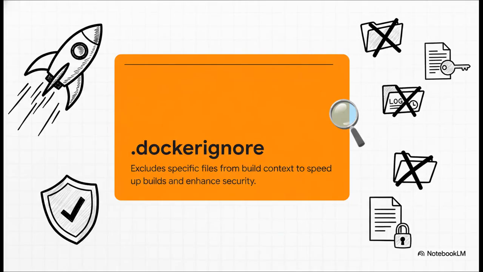And to squeeze even more speed out of your builds, you absolutely need a .dockerignore file. Think of it exactly like a .gitignore file. It tells Docker to completely ignore specific files and folders when sending your local context over to the Docker daemon. So by ignoring heavy stuff like log files, temp directories, or even sensitive .env files, you drastically shrink that initial payload. This speeds up the build process significantly and, as a bonus, ensures you don't accidentally bake private security keys right into your final image.